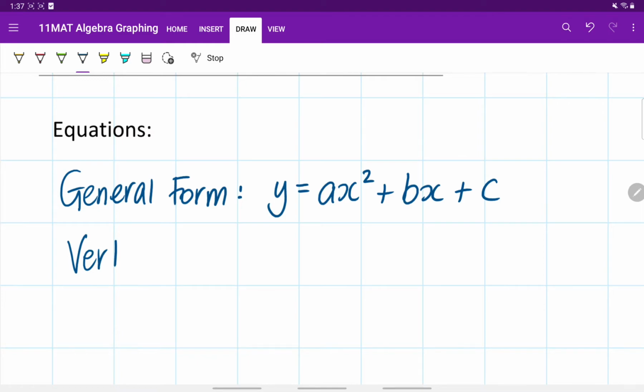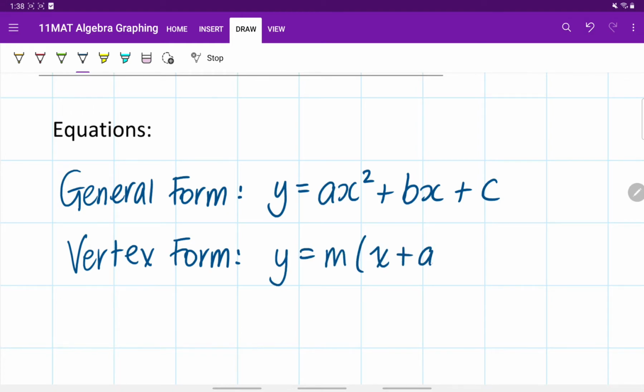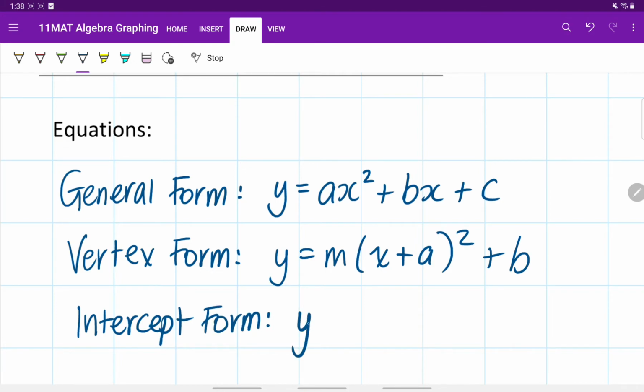We then have the vertex form of the equation. We have y equals m, x plus or minus some number, squared. Okay, that's in brackets, and then plus or minus some number. And we have the intercept form. We have y equals m, which stands for multiplier, and then in brackets x plus or minus some number, and then another set of brackets x plus or minus some number.